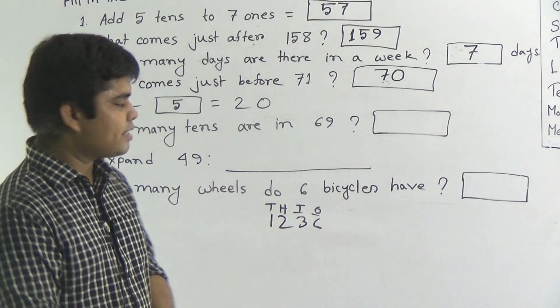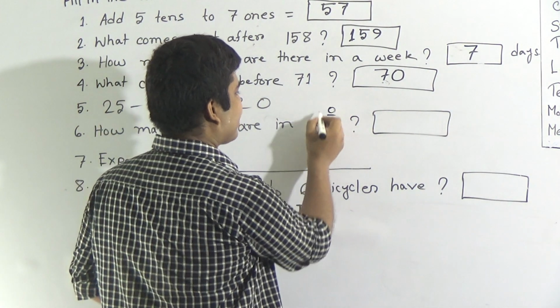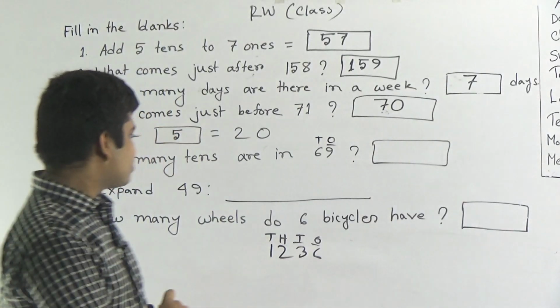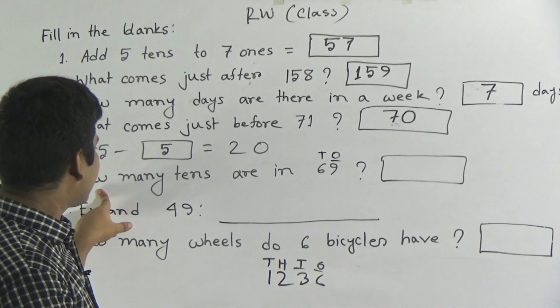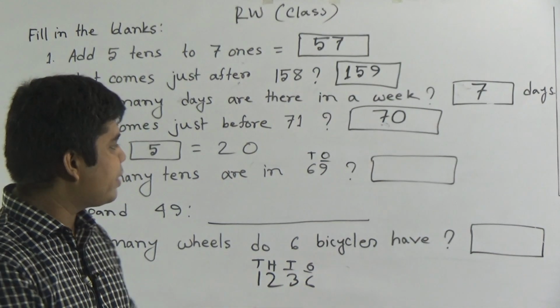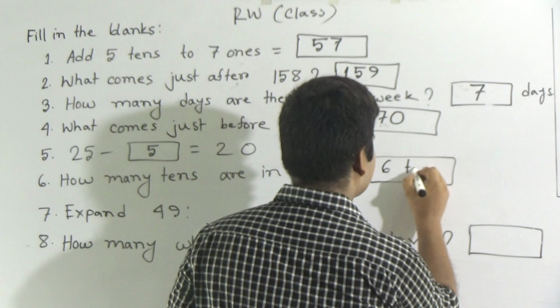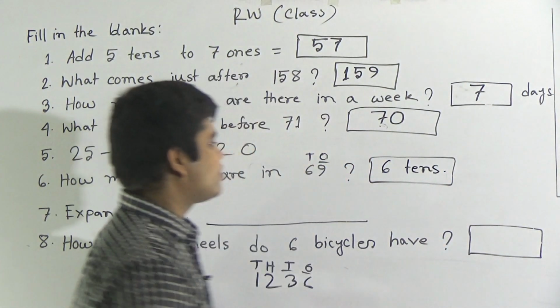So just like this, you notice 69. 9 is in ones place and 6 is in tens place. So if I ask you how many tens are in 69, the answer will be 6 tens. So write here 6 tens. Okay, my dear students.